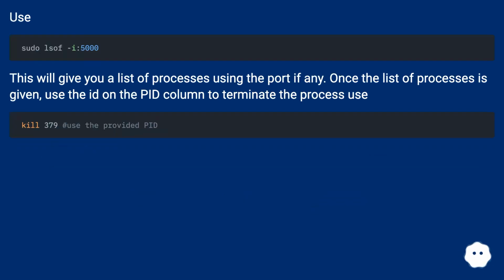Use this command. This will give you a list of processes using the port, if any. Once the list of processes is given, use the ID in the PID column to terminate the process.